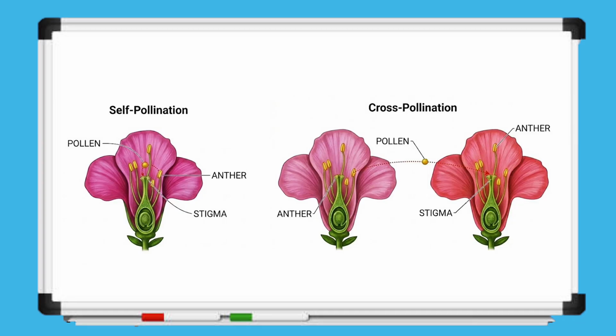The key feature of self-pollination is that it does not require a different plant for reproduction, and the result is offspring that are genetically very similar to the parent plant. Cross-pollination, on the other hand, occurs when pollen from the anther of one plant reaches the stigma of a flower on a different plant of the same species.